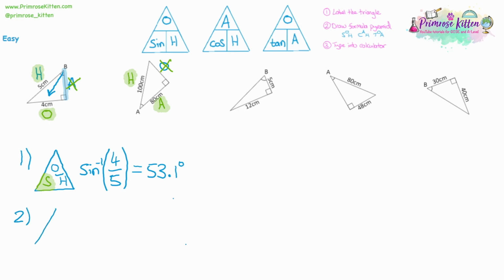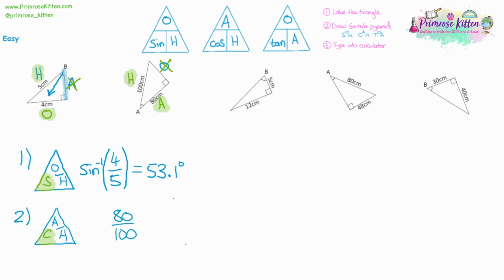Step 2, we're going to draw our formula pyramid. We've decided that H and A are important, and H and A only appear together in the cos triangle. So C, A, H. We're looking for the angle, so we're going to cover up the trigonometry word because they always relate to the angles. And so this will be a division question. We're dividing the adjacent by the hypotenuse. So the adjacent is 80 and the hypotenuse is 100.